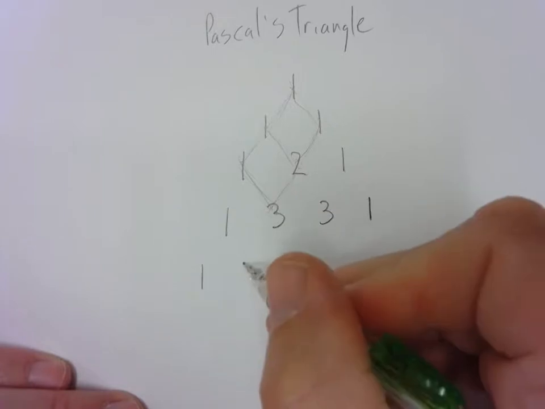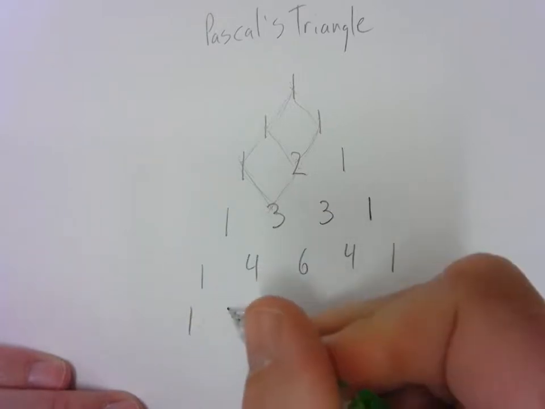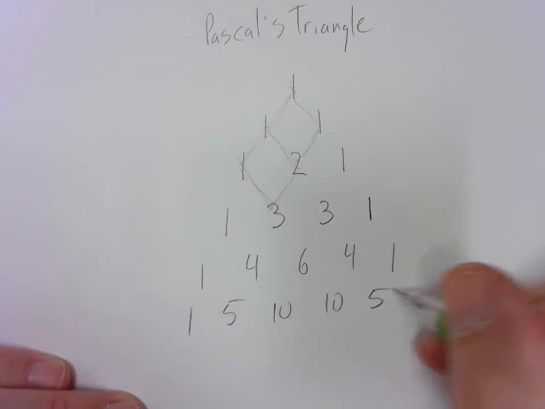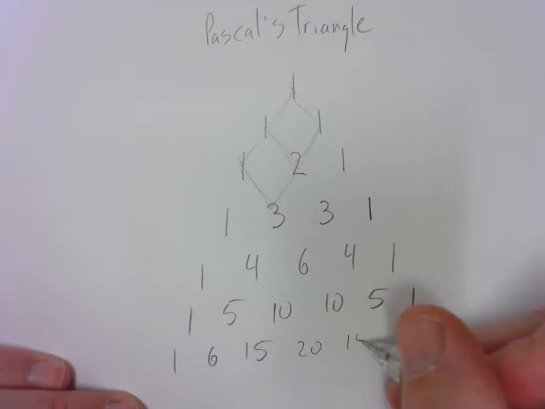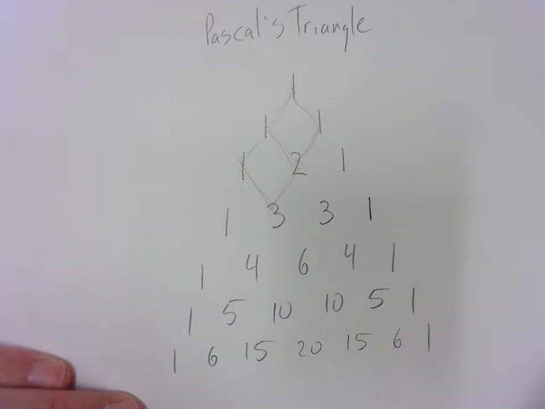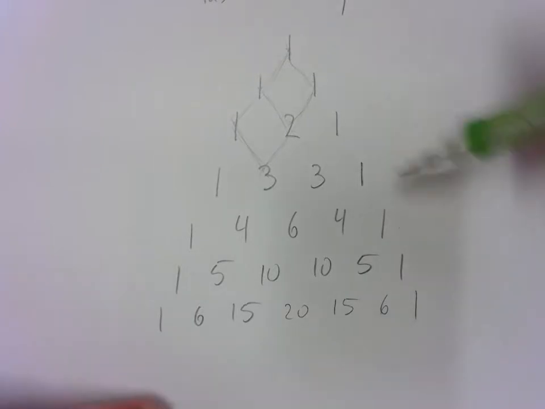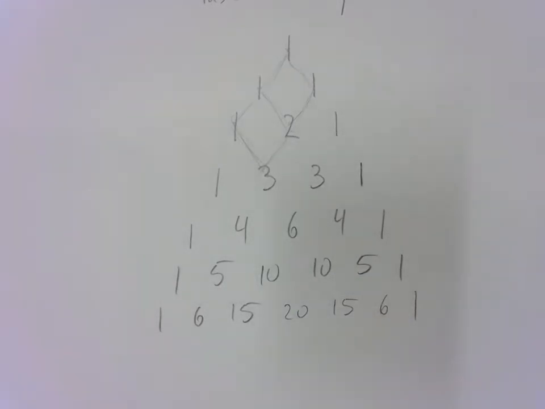So it's 1, 4, 6, 4, 1, then 1, 5, 10, 10, 5, 1, then 1, 6, 15, 20, 15, 6, 1. And this just goes on forever and ever. There's all kinds of cool patterns in Pascal's triangle. Like here are the counting numbers, the triangular numbers. If you add the numbers across, you get powers of 2. I mean, this thing is loaded with stuff.